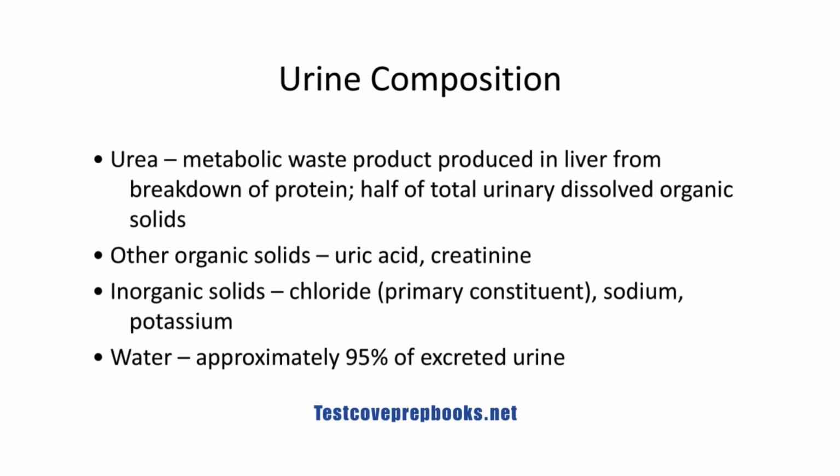Urine is primarily composed of water, accounting for about 95% of the excreted volume. The major organic component is urea, a metabolic waste product formed in the liver during protein breakdown. Urea makes up about half of the dissolved organic solids in urine. Other organic solids include uric acid and creatinine. In addition, inorganic solids such as chloride, the primary constituent, along with sodium and potassium are present.